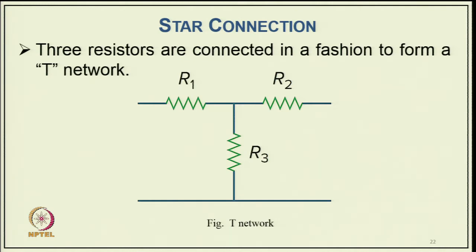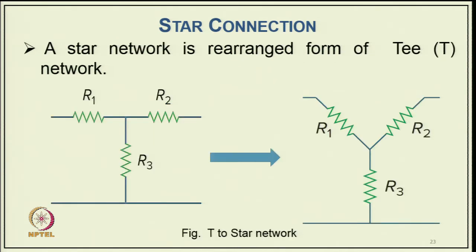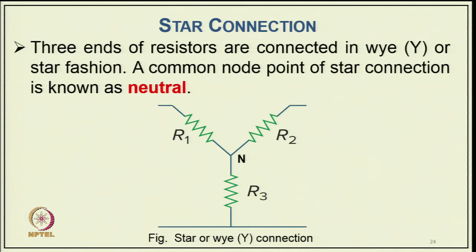So, you will find the symbol for star connection is either a Y connection or these T connections of the 3 passive elements. They may be equal or they may be unequal, but you can connect in this manner 3 different resistors or 3 inductors or 3 capacitors. Of course, in DC we use the resistor only. This is one way the star network can be rearranged to form a T network, or it looks like the typical Y connection. So, these resistors are connected in Y or star fashion.